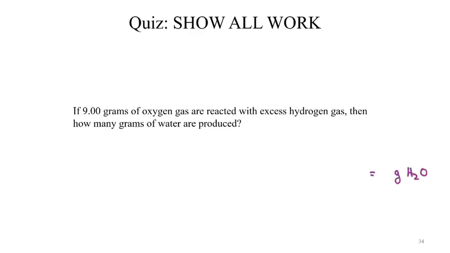Grams of water. Okay? As far as given information, the only explicit given information is this grams of oxygen gas, which I could rewrite just because it's a bit wordy there. 9 g O2, and there's our given information. Okay? We're also given this reacted with hydrogen gas, which should be a tip-off that we're looking at a chemical equation. Okay? O2 plus H2 to produce H2O.